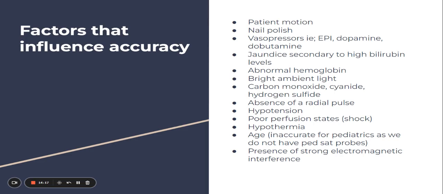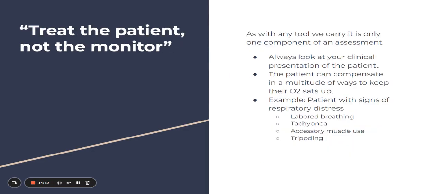But for pediatric patients, essentially the problem is that we don't have the correct tool. We're trying to place an adult SAT probe on a child. We'll try putting it sometimes on their ears. We'll try putting it on their toes. But it's important to understand that we may not necessarily get an accurate reading. Sometimes you can have a little piece, almost like a Band-Aid that sticks to their finger. It's made for pediatrics. You'll have a better reading with that. And the last thing that can affect the accuracy is the presence of strong electromagnetic interference.